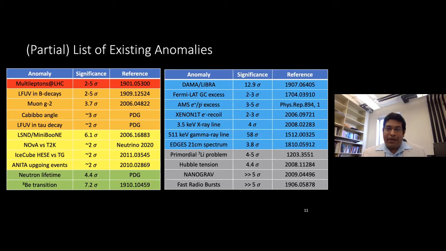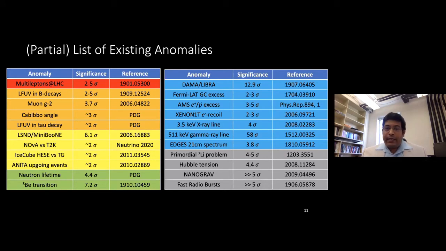Okay, and then for the indirect detection, there is also this galactic center excess from Fermi, and this is again at around 2 to 3 sigma level, depending on which channel you're looking at. And then there is the antiproton and also the positron excess anomaly at the AMS. This was previously there in PAMELA, and now it's confirmed by AMS, even moving to higher energies. So this is again in between 3 to 5 sigma.